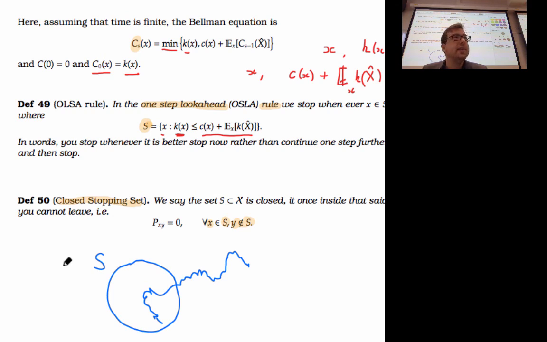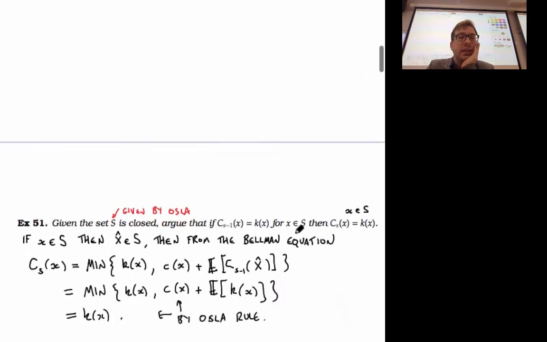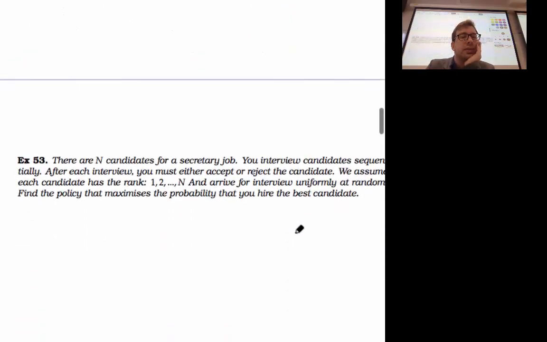A bit of a hint for those question sheets. Remember that the state doesn't just need to be this x. You could define the state to be the x and the time, for example. We'll probably see an example like that in a minute. But notice I could take a state of the system to be x and t together as a kind of vector. So that's a hint for one of the questions.